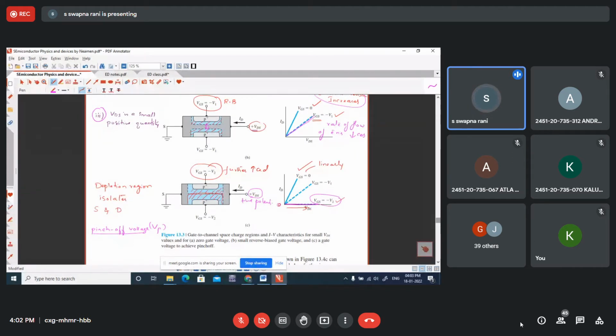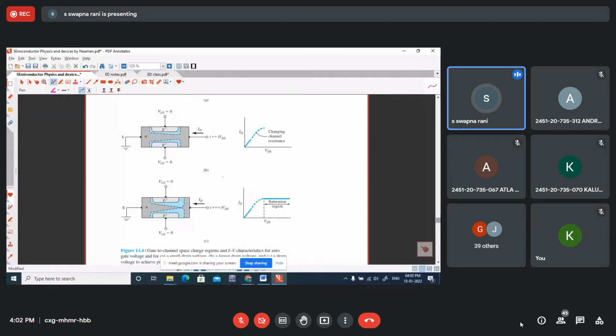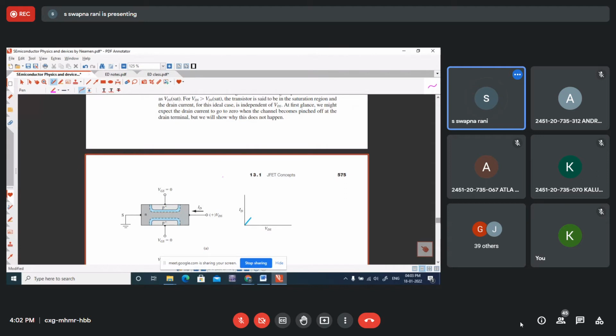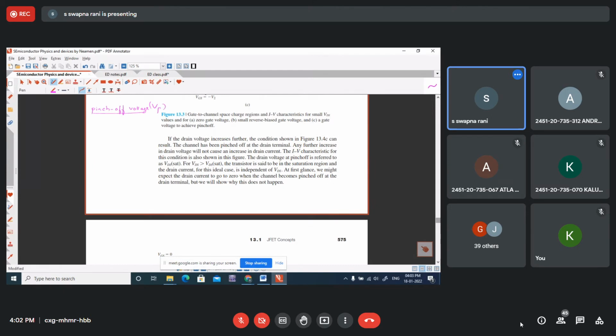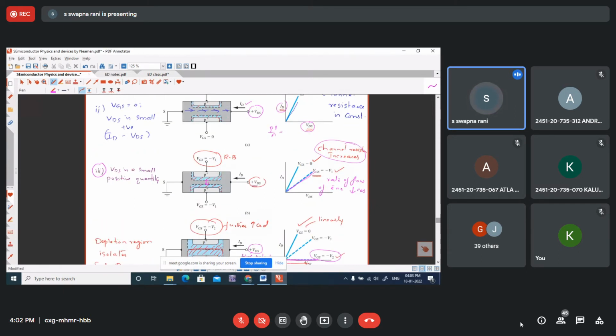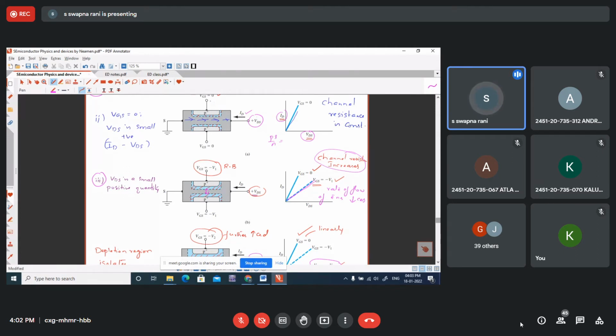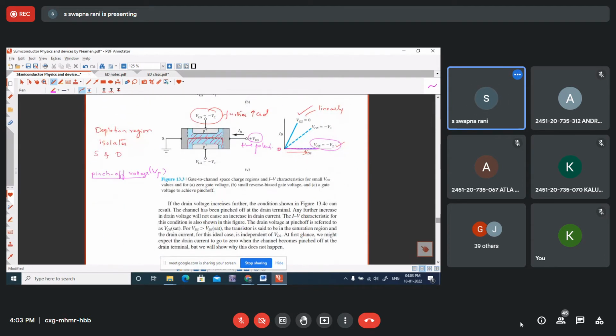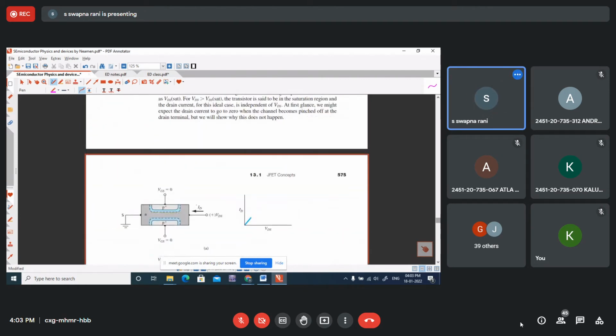So this condition is called pinch off. Now a similar kind of explanation we will see for VDS. In these three figures, it is showing how the gate voltage is controlling the drain current. Now we will see how this drain voltage is controlling the drain current.